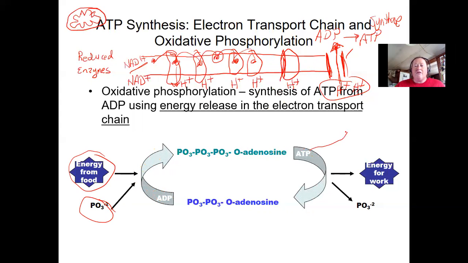Now this ATP will exit the cell, exit the mitochondria, and it will go to wherever it's needed in the body, within whatever cell that it's in. Eventually it will lose its phosphate, and the energy will be used to do something in the body, and we have ADP again.